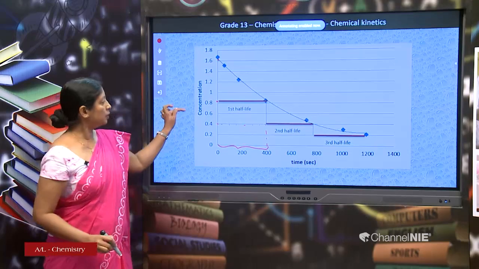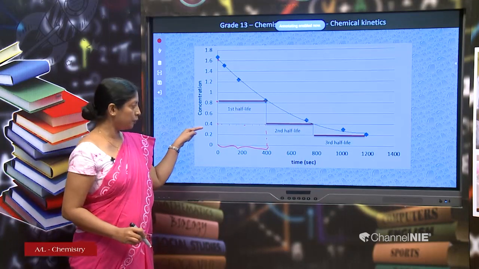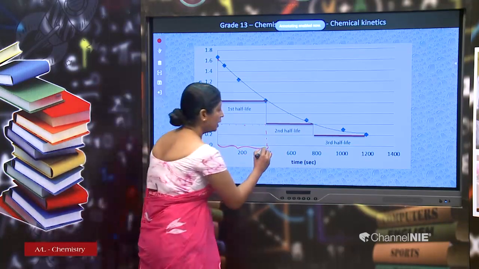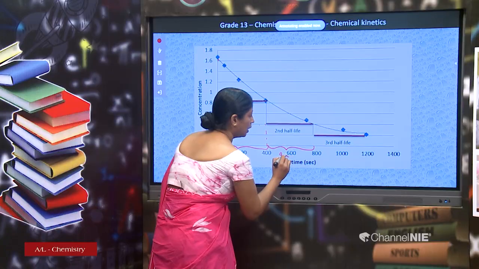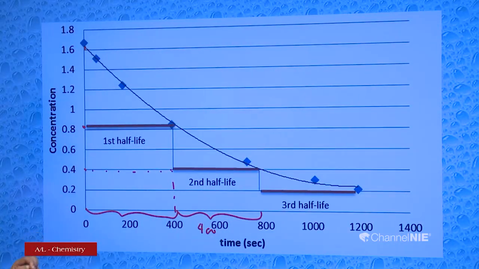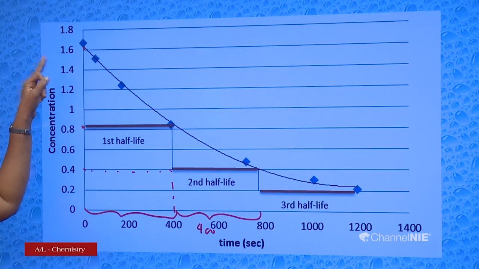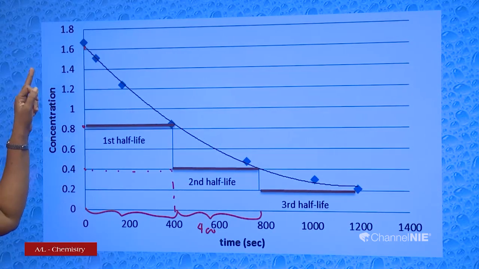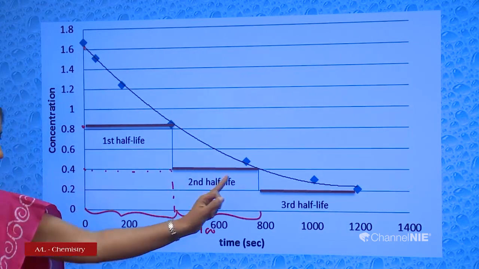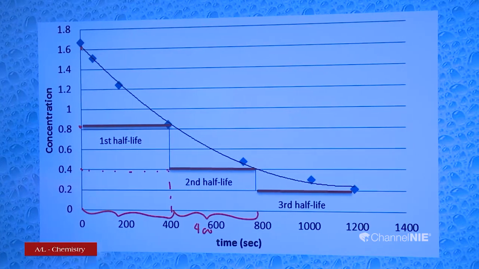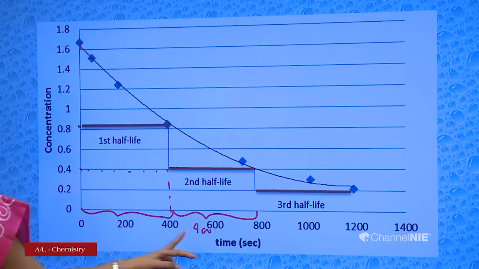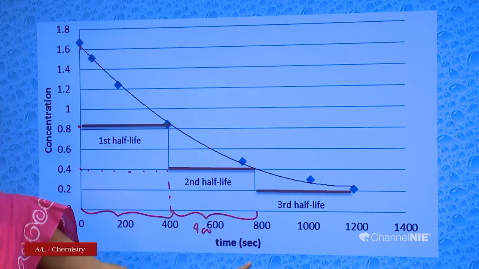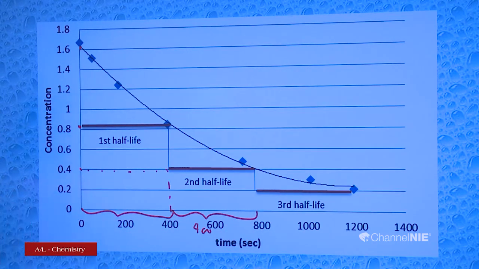So if you want to reduce this 0.8 into 0.4, again we have to spend another 400 seconds. That means if you are provided with 1.6 as the initial concentration, to reduce that into 0.4 altogether we have to spend 2 half lives, then the total time required to get done this change will be 800 seconds.